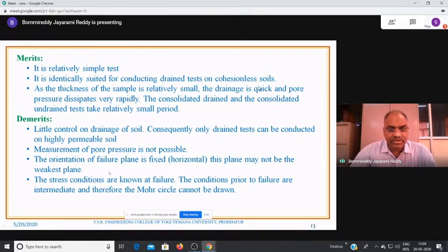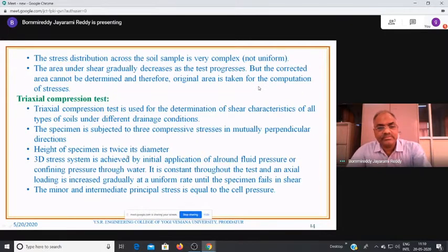Because of these demerits, the value obtained from the direct shear test is not exact in all directions for all types of soils. But for cohesionless soils, it will give the exact value of the shear parameters.